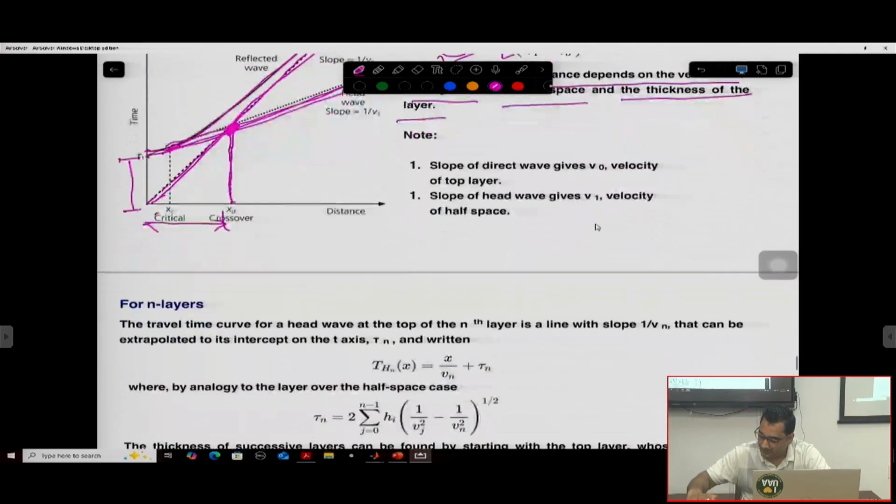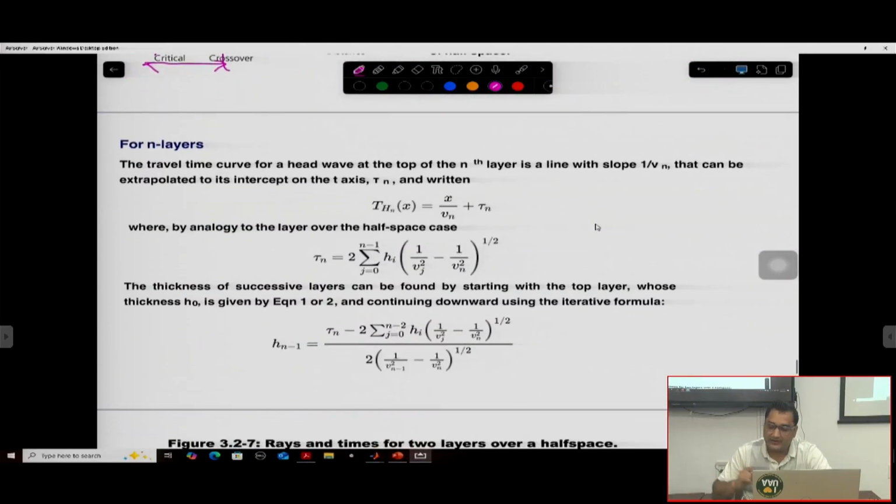Now we were talking about the very simple case where you have only a single layer above the half space. Now suppose you have n number of layers. So for n number of layers, let's suppose this is your surface, thereafter you have another layer, thereafter you have another layer. Likewise, there are many layers.